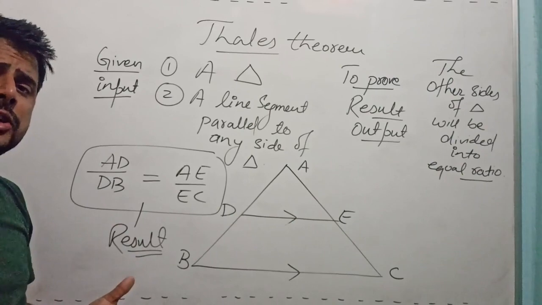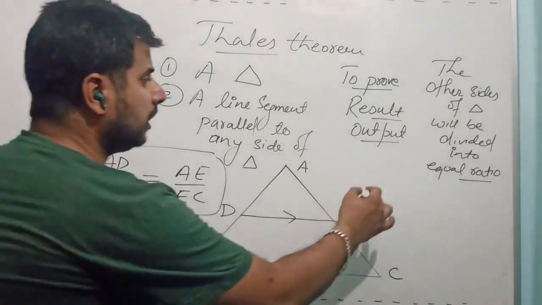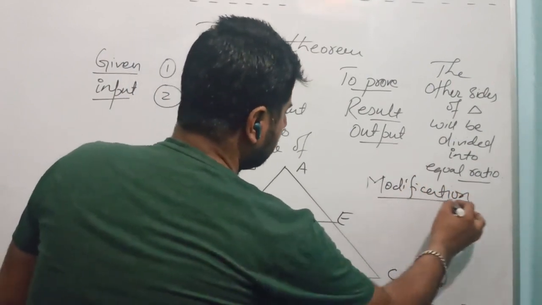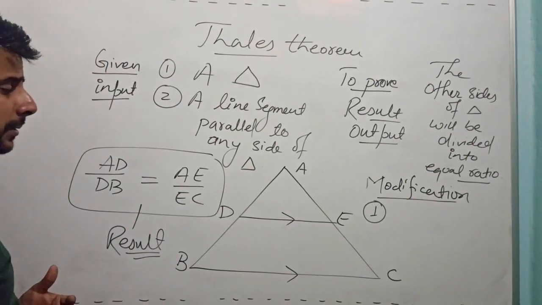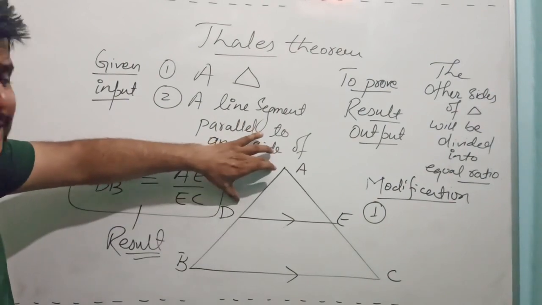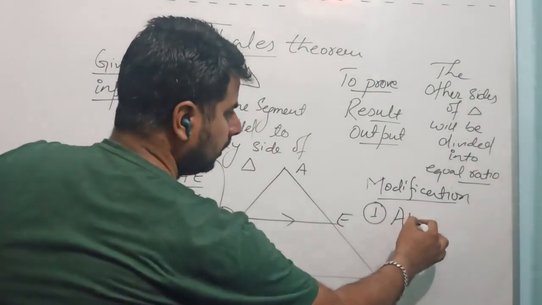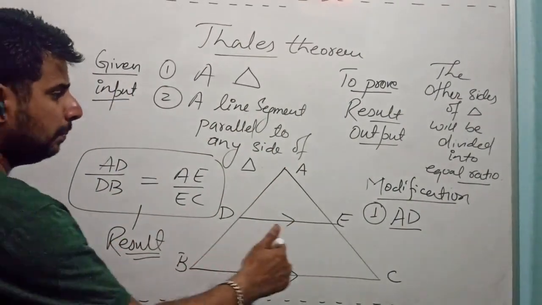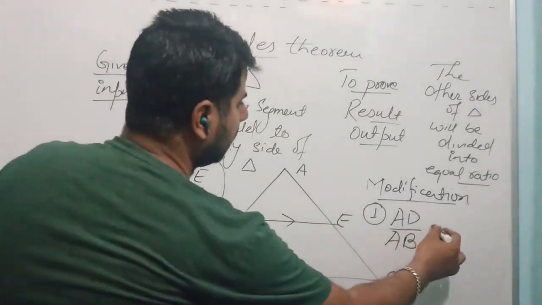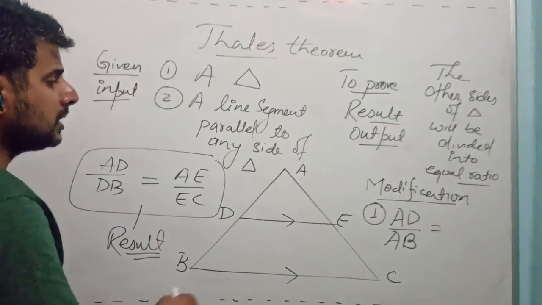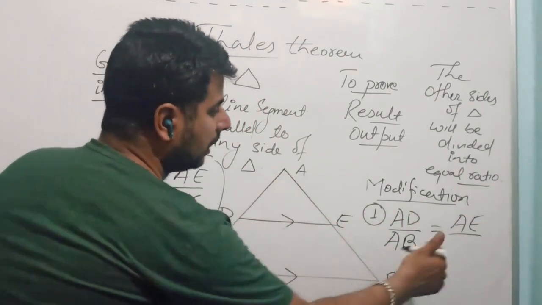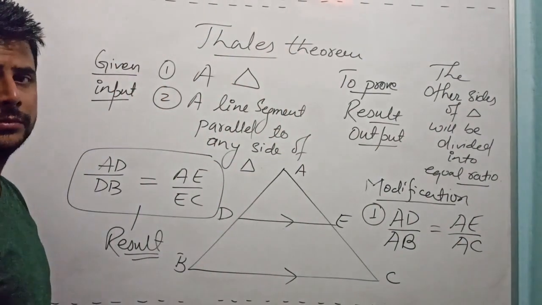Now, some modification is also made in the Thales theorem. So let's learn what modification is made. The first modification is, instead of taking these two into ratio, we can take one side as AD and the other as the complete AB. In the same pattern, when we go to the other side, I know many of you know this, the other one will be, repeat with me, AE upon AC.